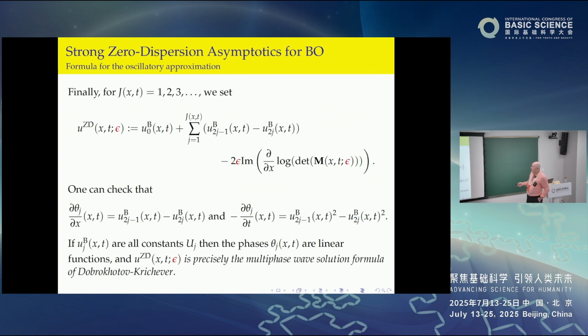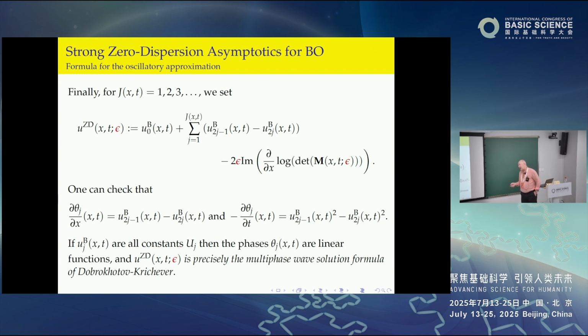And then finally, what we're going to do is build the zero dispersion formula for these j's bigger than 0 in this way. So there's a part of it that involves just the sums of the Burgers branches. And there's another part, which has 2 times epsilon times the imaginary part of the derivative of log of the determinant of M, that's the matrix we just built.